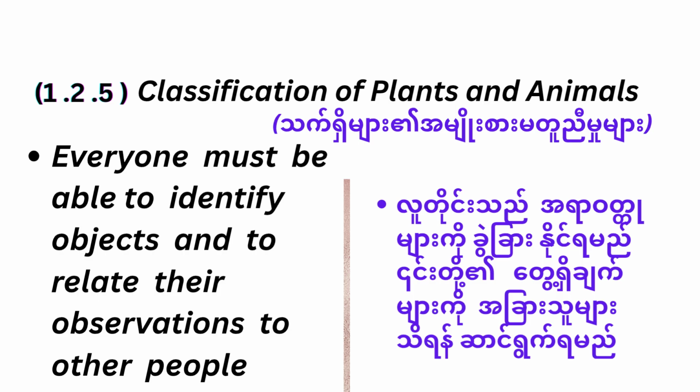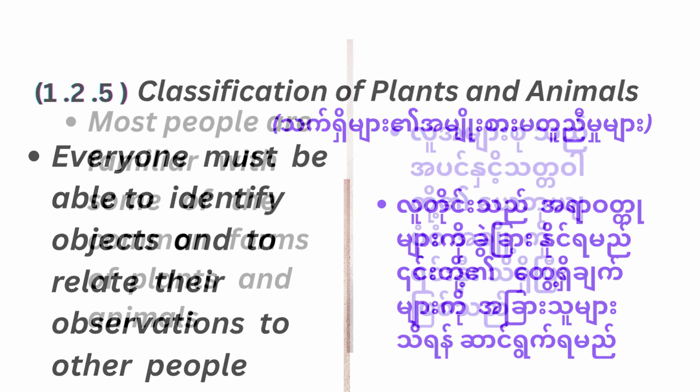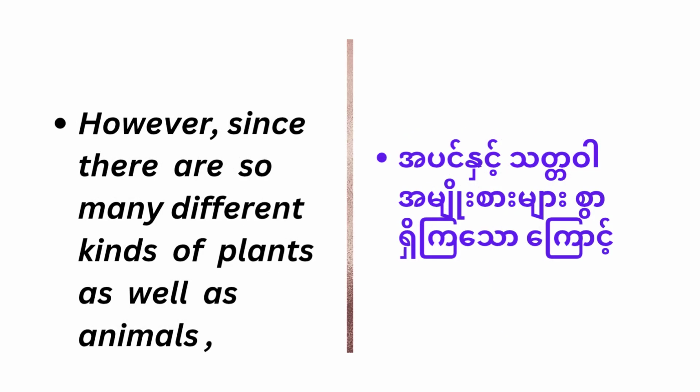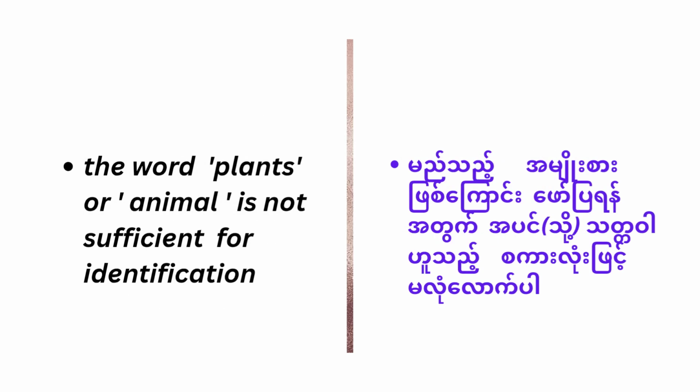1.2.5 Classification of Plants and Animals. Everyone must be able to identify objects and to relate their observation to other people. Most people are familiar with some of the common forms of plants and animals. However, since there are so many different kinds of plants as well as animals, the word plant or animal is not sufficient for identification.